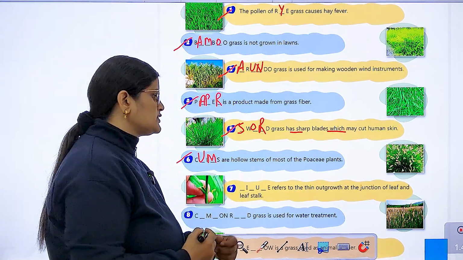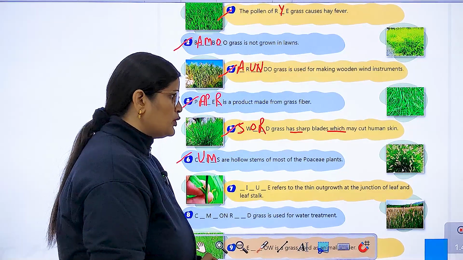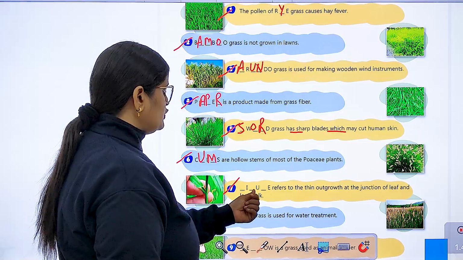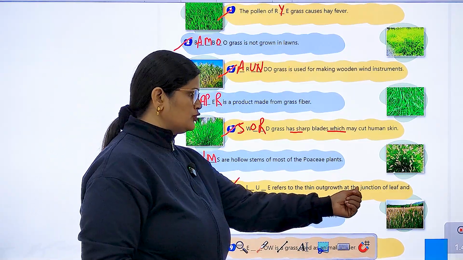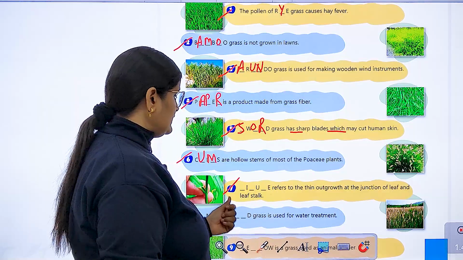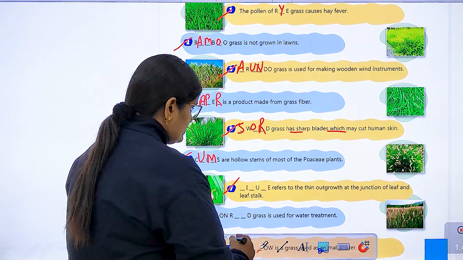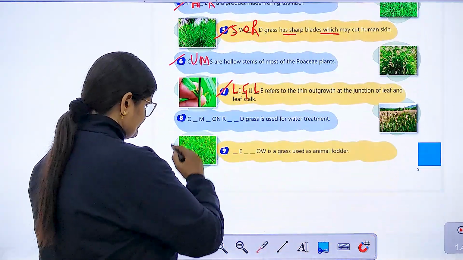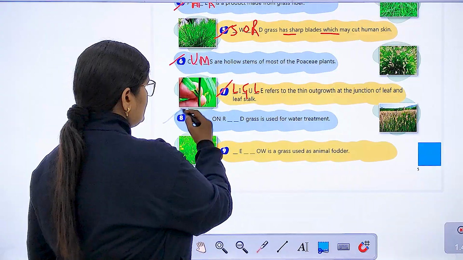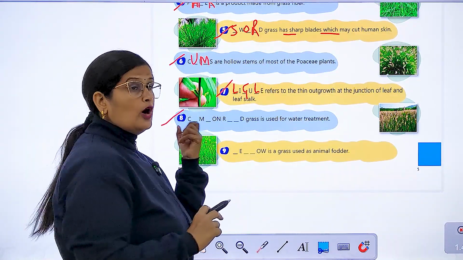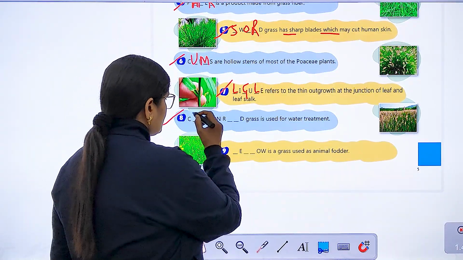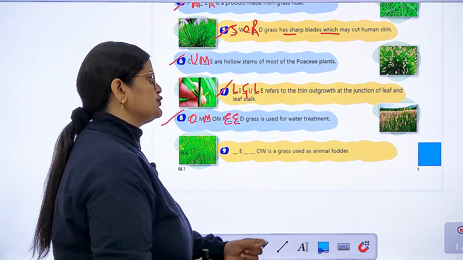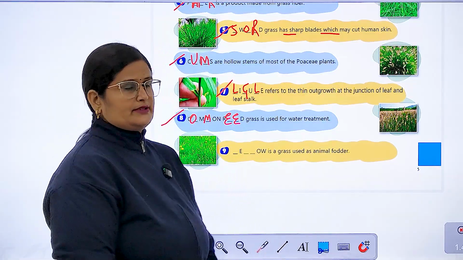CULMS are hollow stems of most of the poaceae plants. Number 7, ligule refers to the thin outgrowth at the junction of leaf and leaf stalk. LIGULE. Number 8 is common reed. Common reed. Grass is used for water treatment.